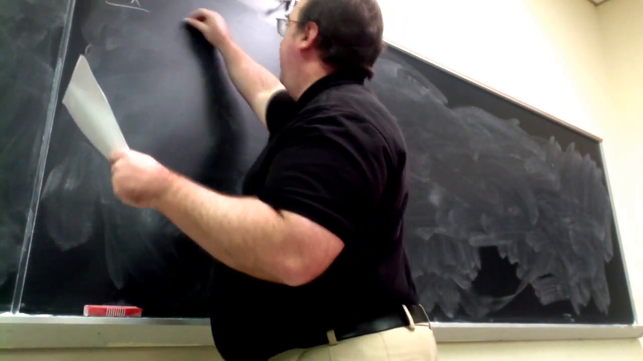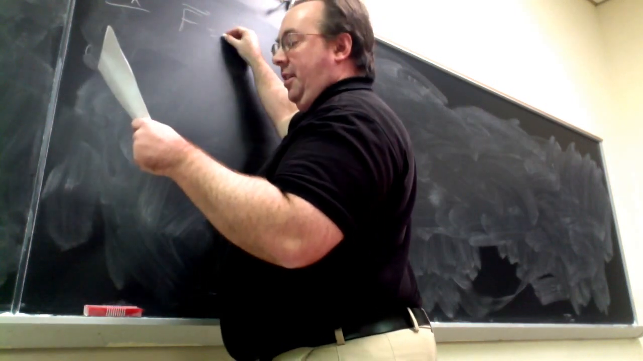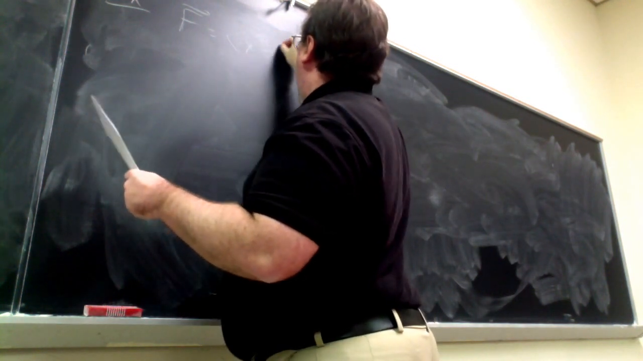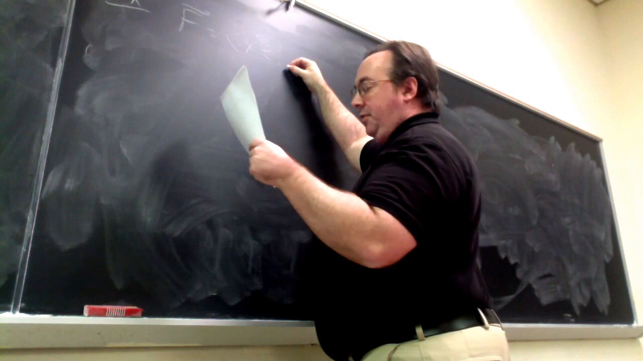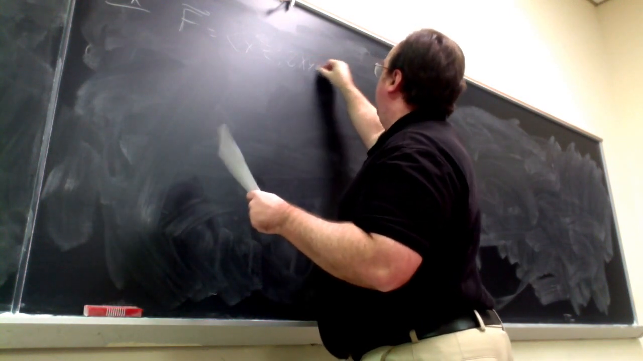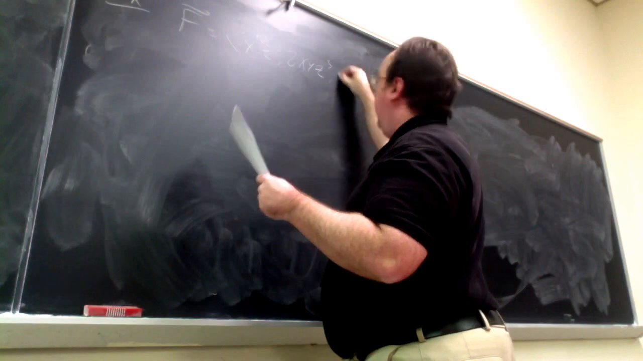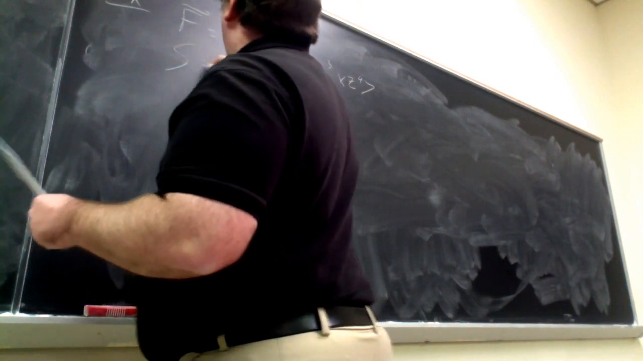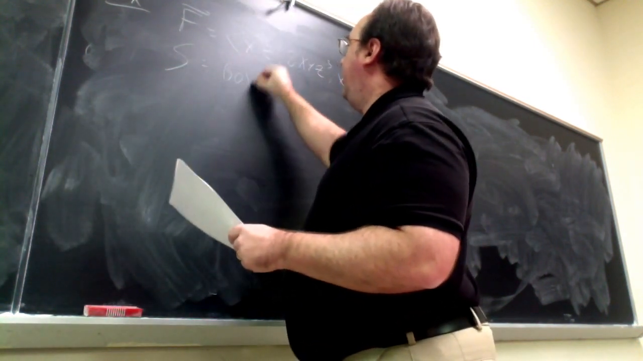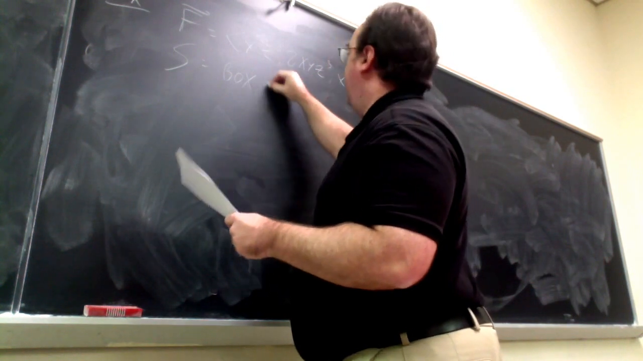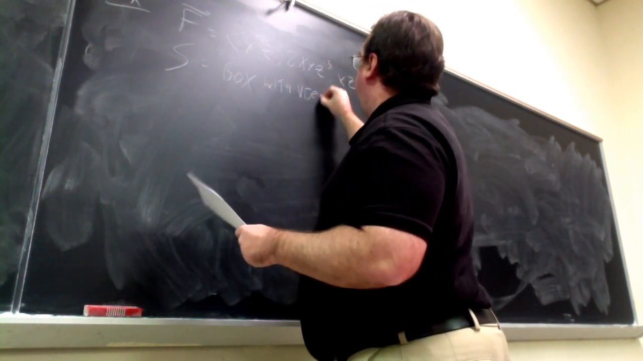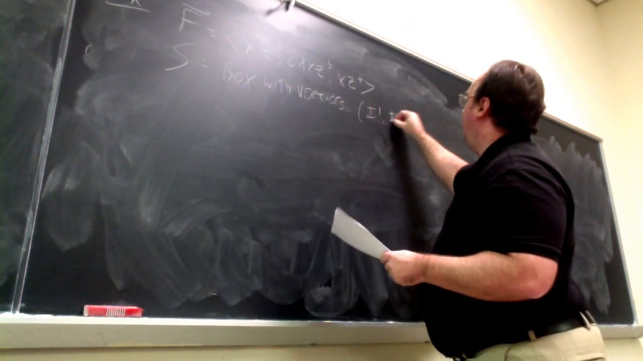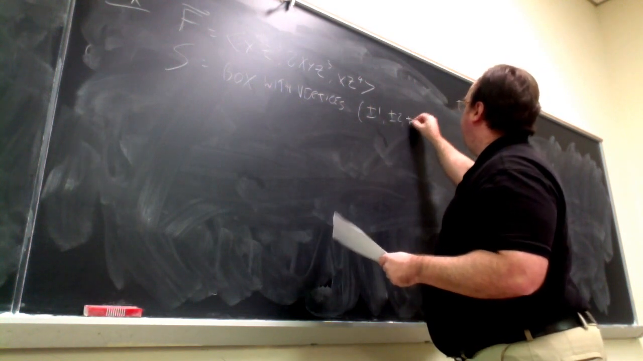So let's suppose our vector field F is (x squared z cubed, 2xy, z cubed and xz to the fourth). And the surface S is the box, and it has vertices x is plus or minus 1, y is plus or minus 2, z is plus or minus 3.